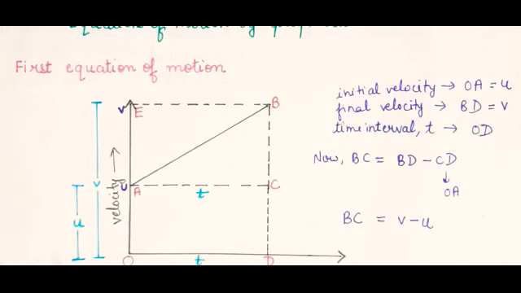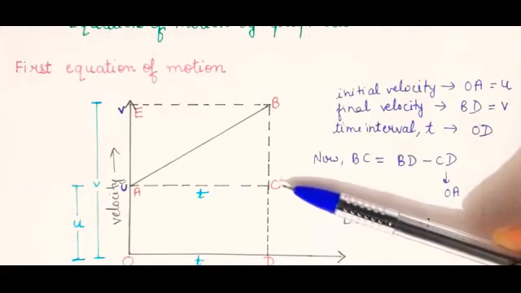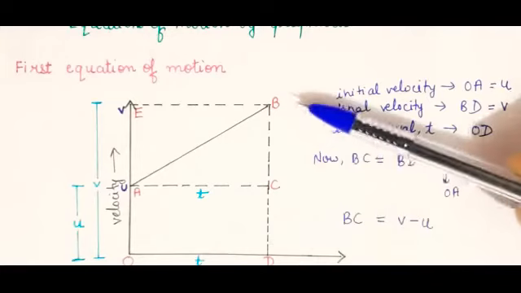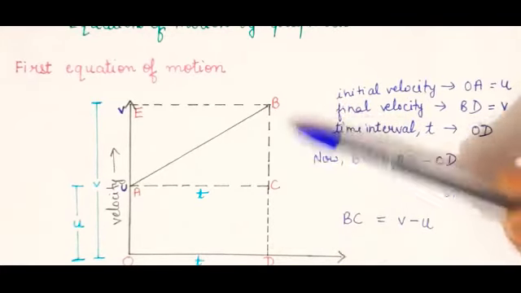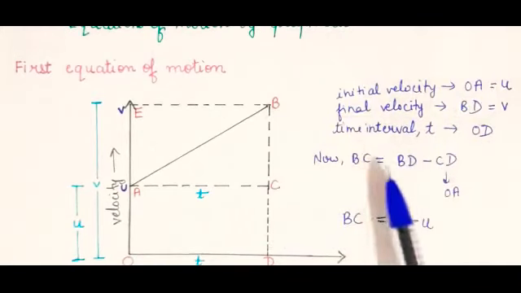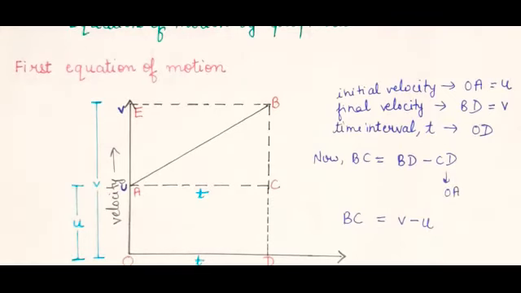Now this BC is equal to BD minus CD, right? So I have written BC is equal to BD minus CD. That represents the change in velocity in time interval T. Now let us draw AC parallel to OD.